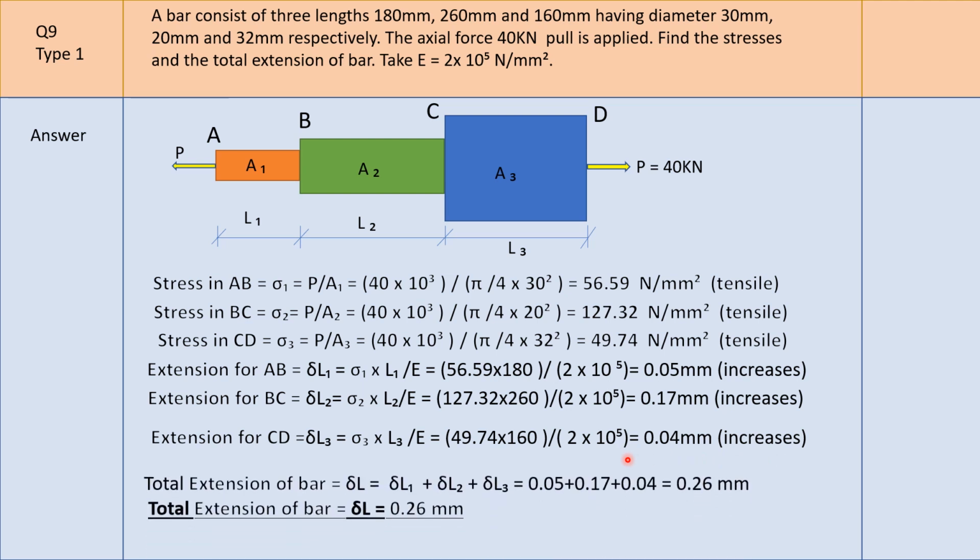Now let us calculate the total extension of the bar. The total extension of the bar is equal to delta L is equal to delta L1 plus delta L2 plus delta L3 is equal to, delta L1 is 0.05, L2 is 0.17 and L3 is 0.04. Do the addition here, 0.05 plus 0.17 plus 0.04. You will get the answer 0.26 mm. So the total extension delta L is equal to 0.26 mm. This is the answer for the total extension of the bar.